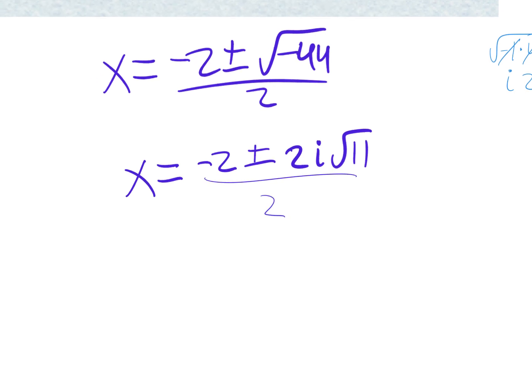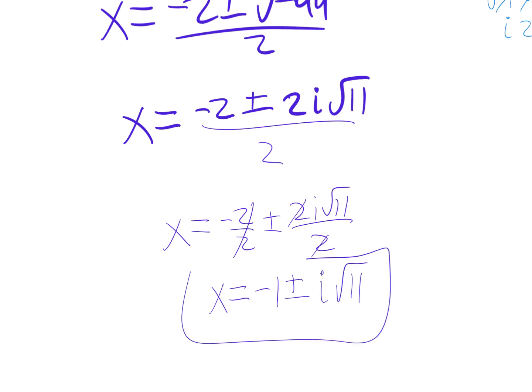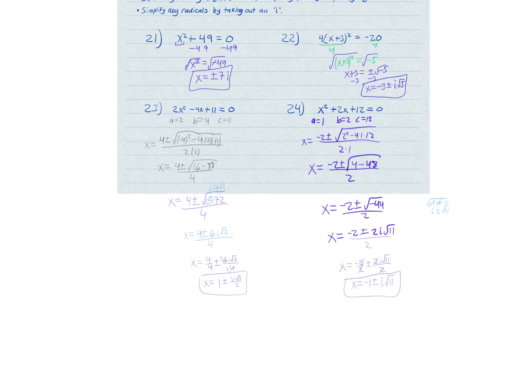And then to get your final answer, you want to split it up. So we get x equals negative 2 over 2 plus or minus 2i square root of 11 over 2. And then your 2s are going to cancel out. So we should get x equals negative 1 plus or minus i square root of 11. All right, and that should be your final answer. All right, I hope this helps.